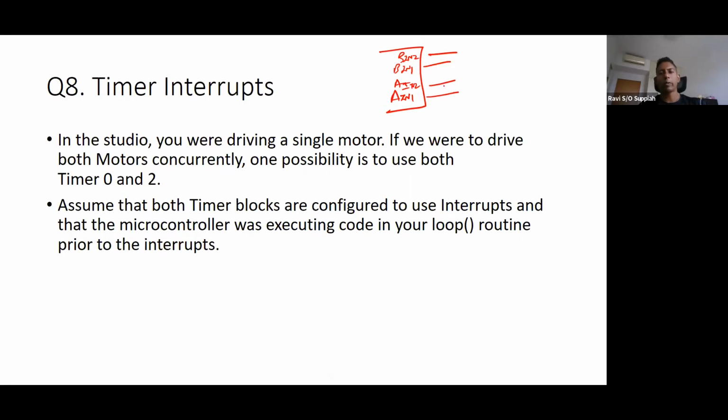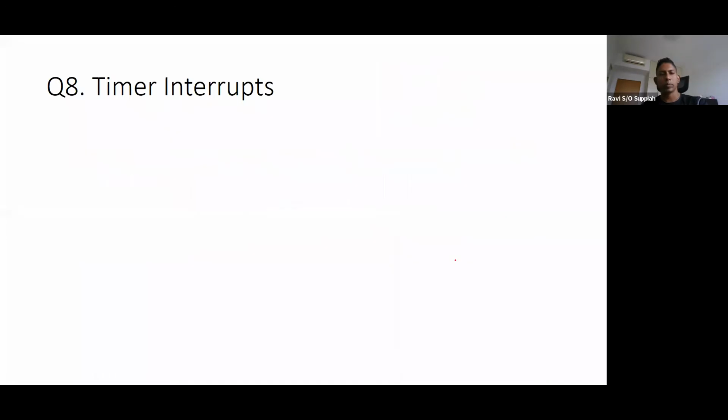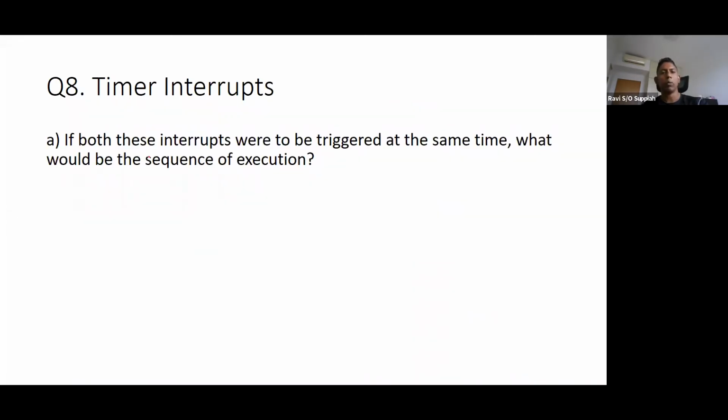So for 4 different PWMs, I need 2 timers. All right, I need a timer here, I need a timer here. Okay, so let's say I use timer 0 and timer 2. Okay, and since I'm using both the timers and I configure both of them to use interrupts, what would happen if both of these interrupts were triggered at the same time? Okay, what would be the sequence of execution?